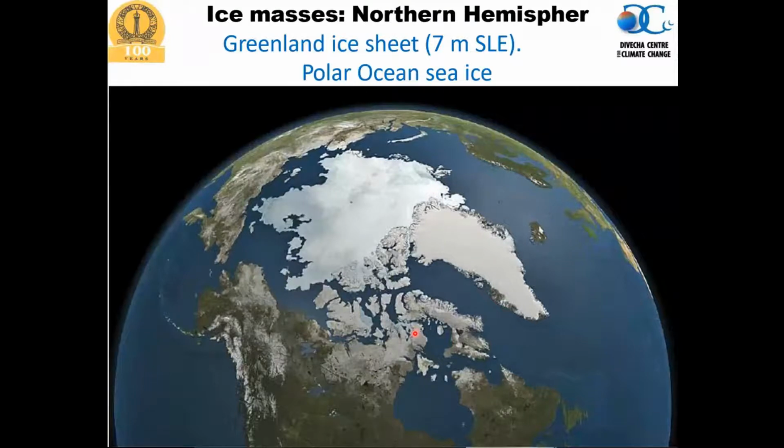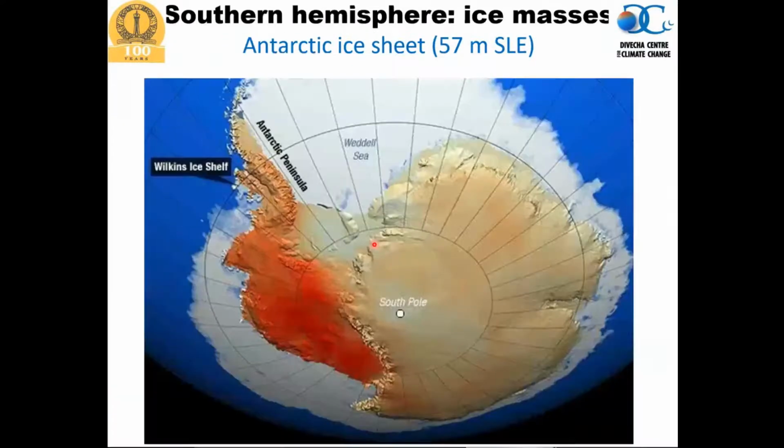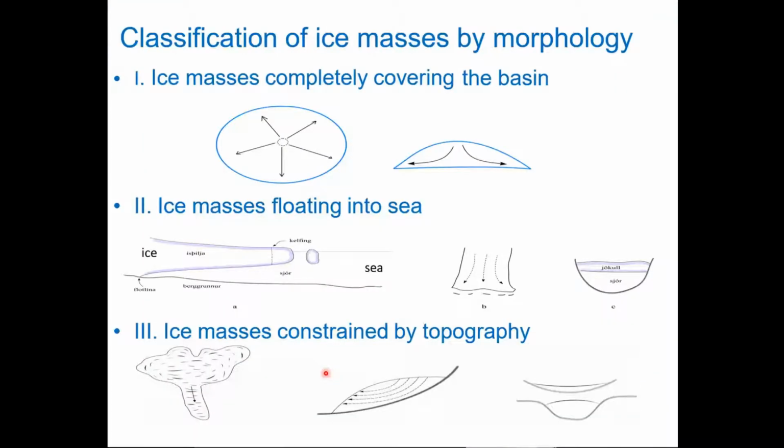And there are major ice masses in the northern hemisphere, and that is the Greenland ice sheet. You can see it is a large ice sheet, and this is a remnant of Pleistocene glaciation. In addition to that, polar sea ice is also there. In the southern hemisphere, there is also a huge Antarctic ice sheet, and you can see that the southern pole and the whole region of Antarctica is covered by a significant amount of ice.